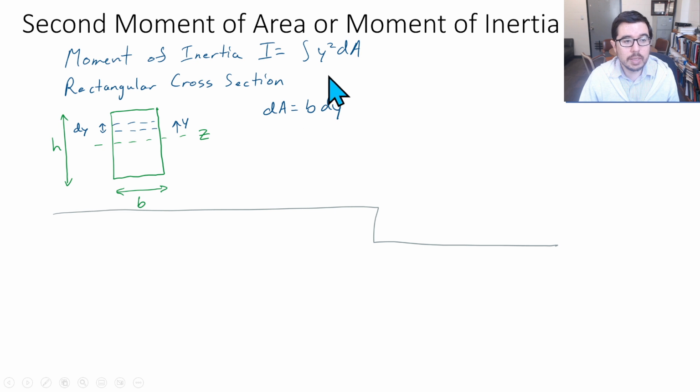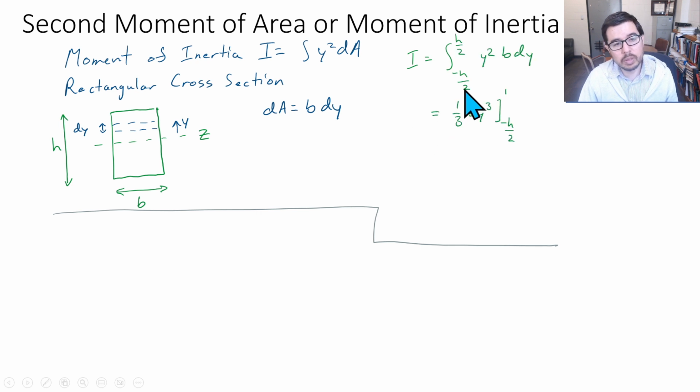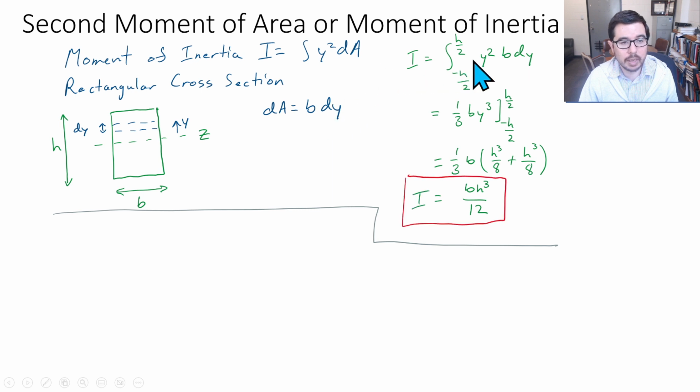We can then substitute the dA into this equation and go from minus h over 2 to positive h over 2 to be able to perform this integral. So here it comes in a number of steps. Integral of y squared b dy, okay, so b dy is the dA, going from minus h over 2 to h over 2. We perform the integration, and this is what we get. We get 1/3 b times h cubed over 8 plus h cubed over 8.